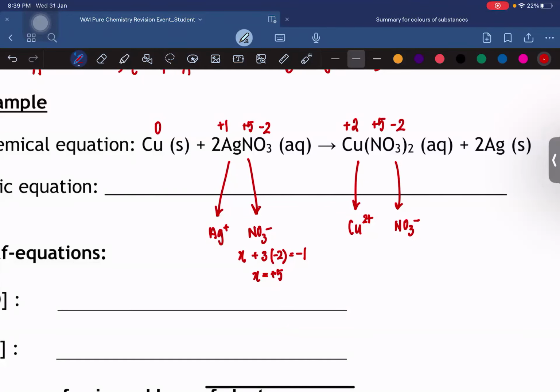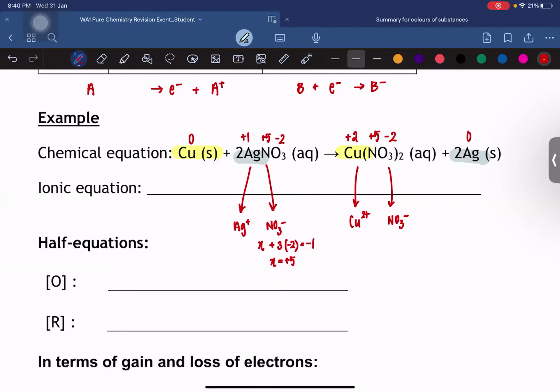Lastly, silver. What's the oxidation state for silver? Zero. Is this a redox? Yes. Copper increased from Cu to Cu2 plus. Silver decreased from Ag plus to Ag. You understand? Okay, so this is how we use oxidation state to determine whether it's a redox or not. A quick one. Same thing in exam, just do it fast enough. Get it? Okay. Now, next.